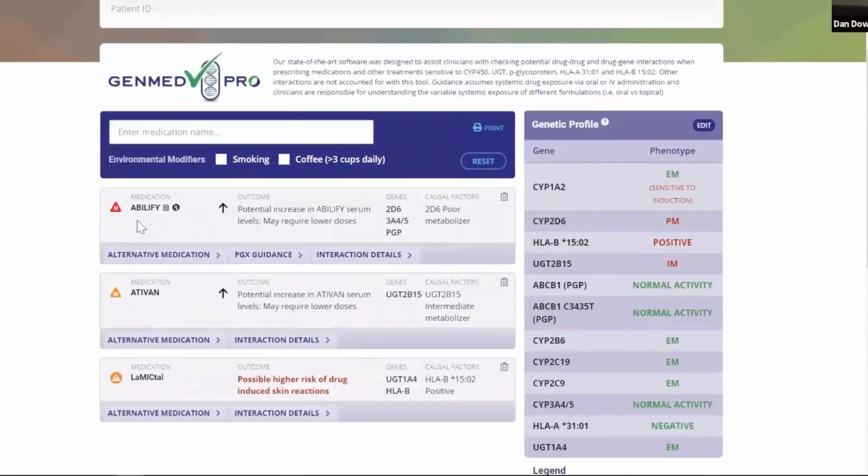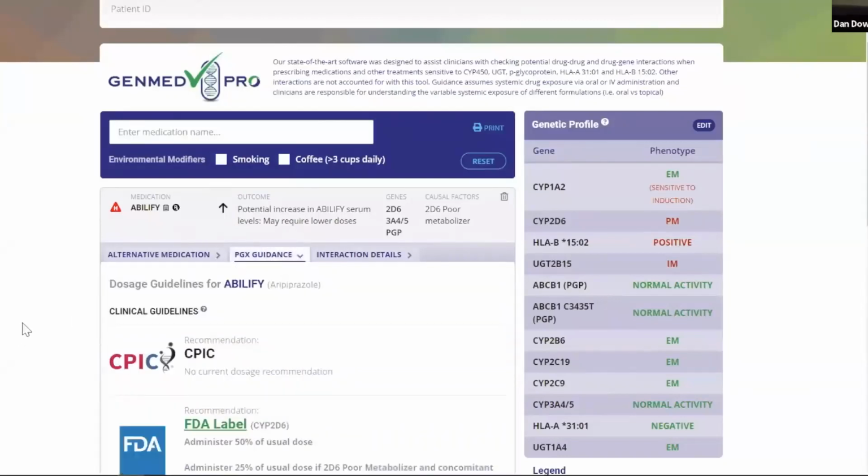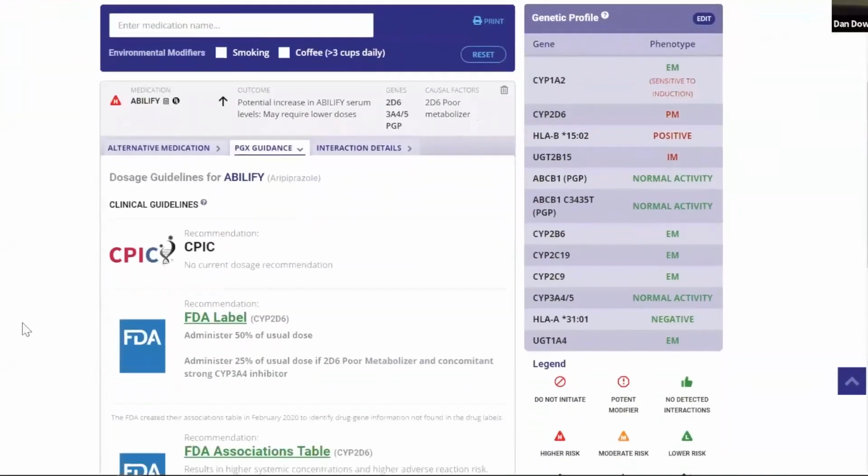So in this case, we expect higher blood levels. This is a high risk interaction, and we know it's caused by the person's 2D6 poor metabolizer status. So this is a red flag. I'm automatically concerned here. Now, what do I do about it? Well, one thing I can do is click the PGX Guidance tab that you see right here, and that will highlight any guidelines that are available for that medication specific for this individual's genotype.